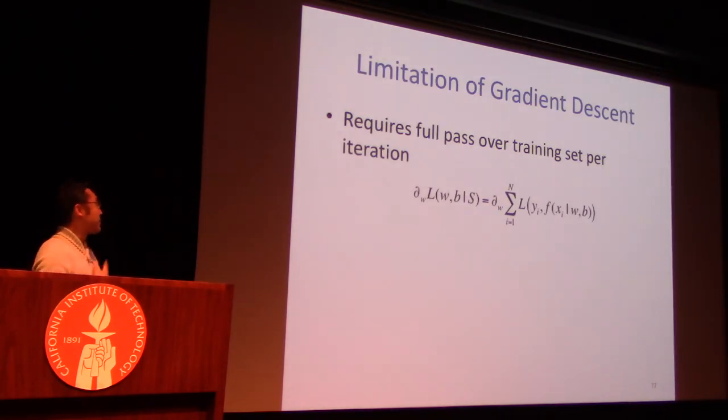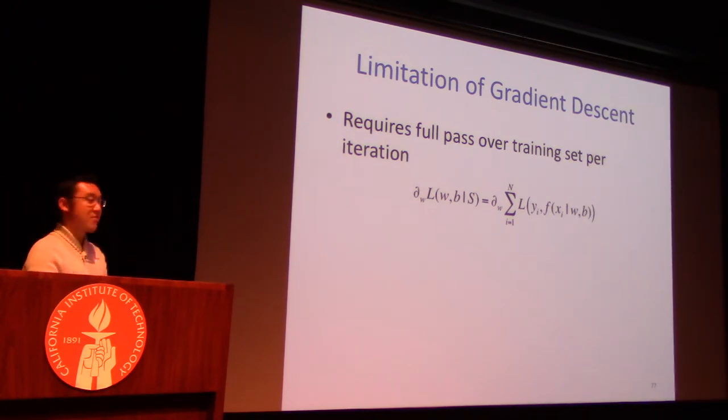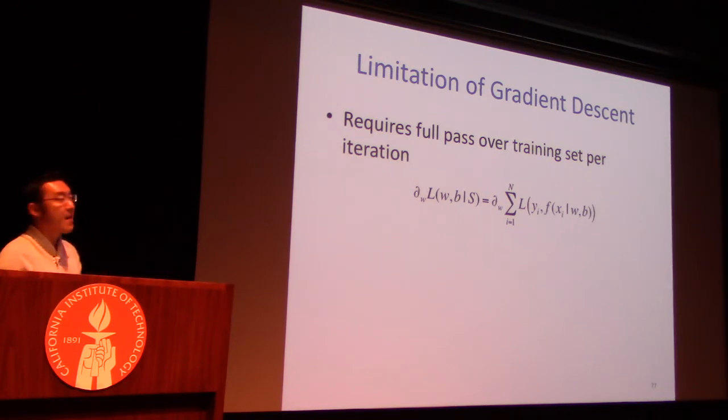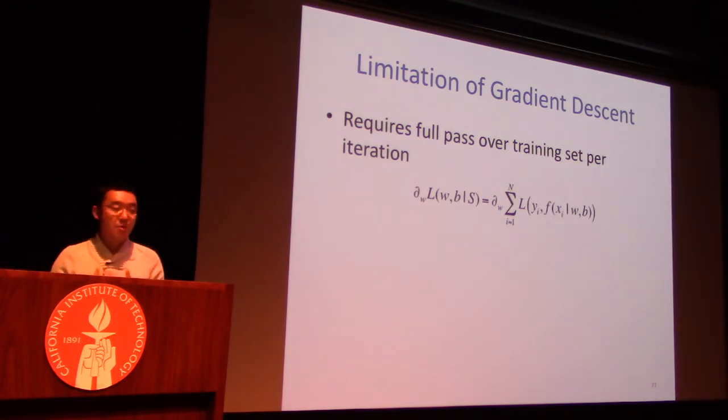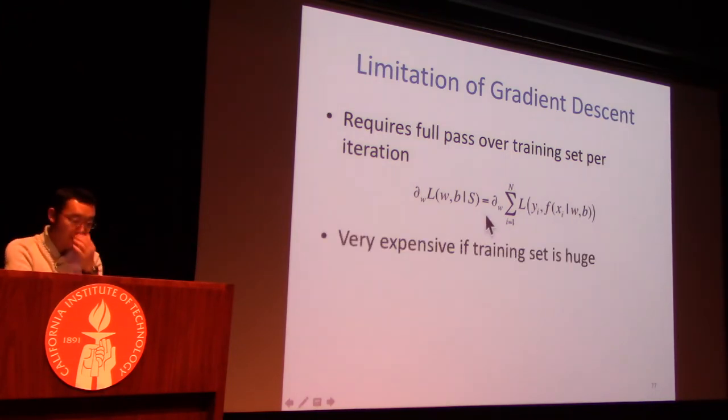Okay, so now I want to transition to stochastic gradient descent, and I want to do so by talking about the limitation of gradient descent. Gradient descent requires taking a full pass over the training data per iteration of gradient descent. So you actually have to do a summation over all the data in order to compute the gradient. This is actually quite expensive if the training set is huge.